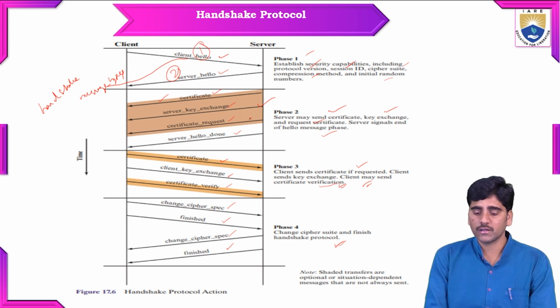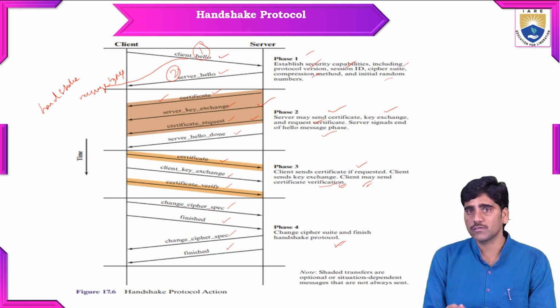The next is the certificate request also. The next is server hello done. That means the server initiates the connection with the hello message, as well as the certificate request message and certificate. So with all these, the server communication process is done.